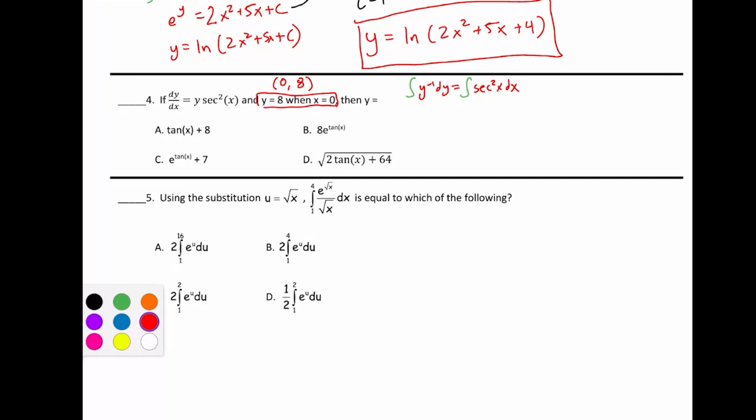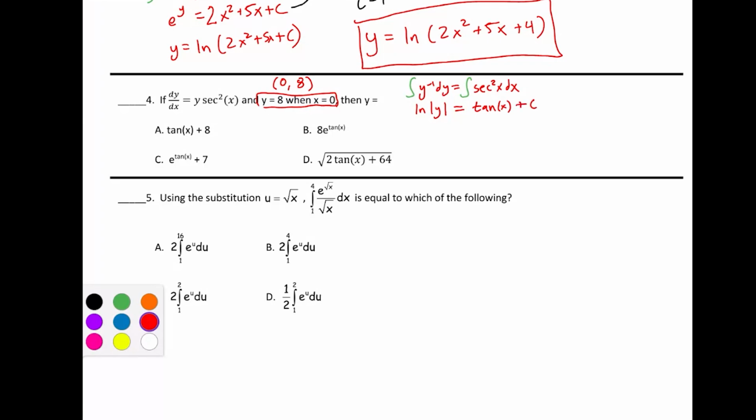So the integral of y to the -1 is going to be the natural log of the absolute value of y, equals the integral of secant squared. We haven't seen this one in a while, but you still are going to be required to know what the derivative of tangent x is. The derivative of tangent x is secant squared x. So the integral of secant squared x is tangent x. So we have tangent x plus c.